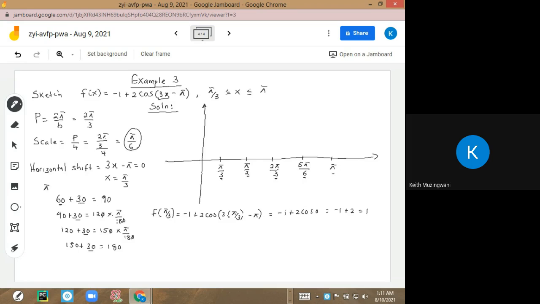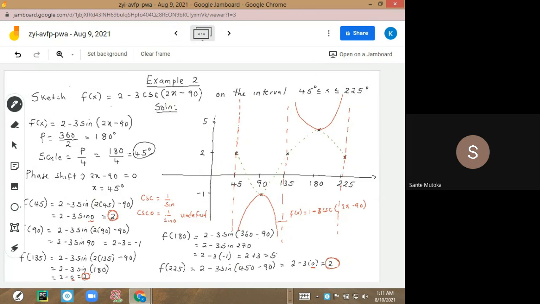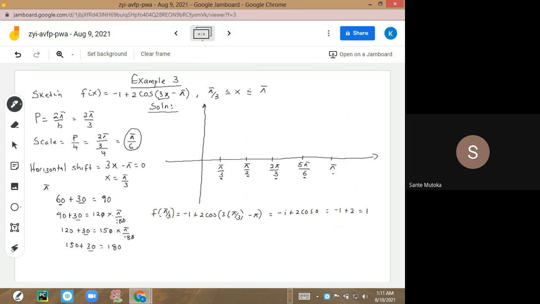I'm sorry, why haven't you redefined this graph in terms of sine? This is cos. So the other one was cosec. Okay, so it's only cosec which is defined in sine form. Okay, all right, thank you. So we have pi over 3 comma 1.